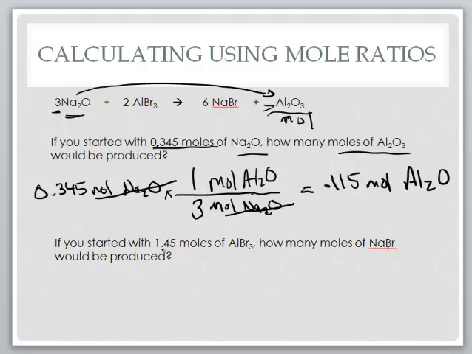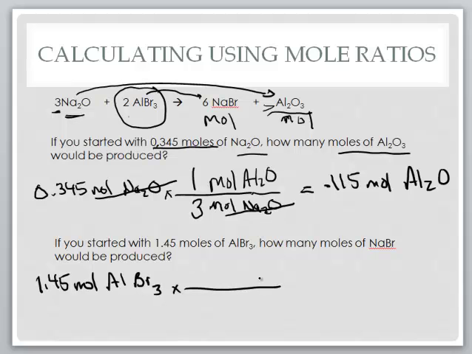Okay, if we started with 1.45 moles of aluminum bromide, so now we're starting with our aluminum bromide, and we want to know how many moles of sodium bromide would be produced. So we're going from here to here, and we're trying to find moles. So let's do the same thing. Let's start with 1.45 moles of aluminum bromide. Let's set up our first conversion, and again, whatever we're starting with goes in the denominator, so moles aluminum bromide. Now what we want to do is go from aluminum bromide to sodium bromide.